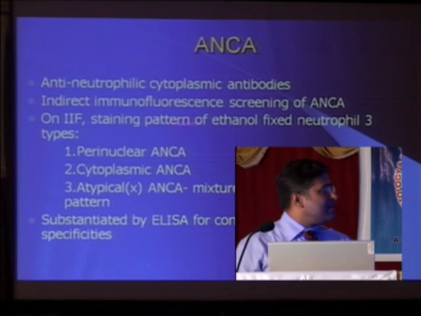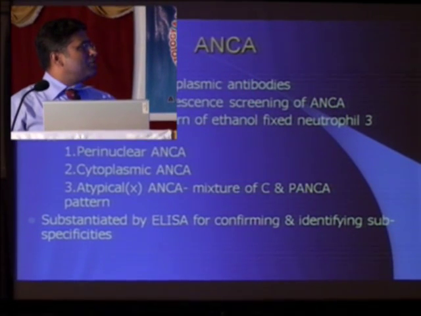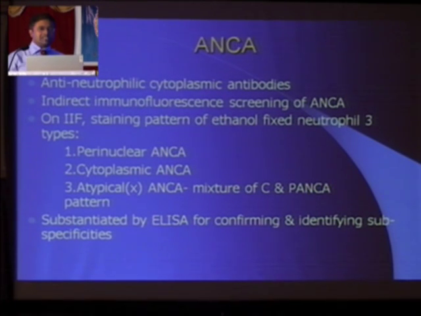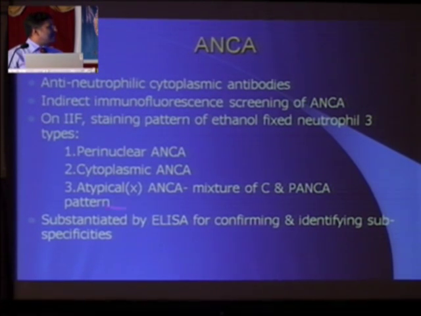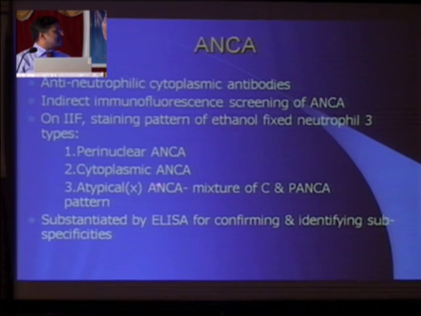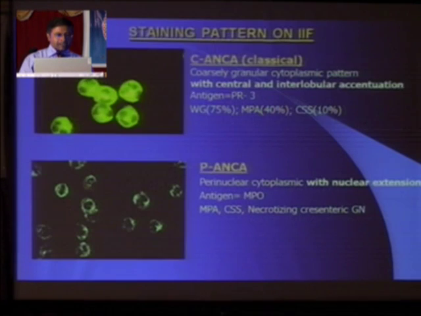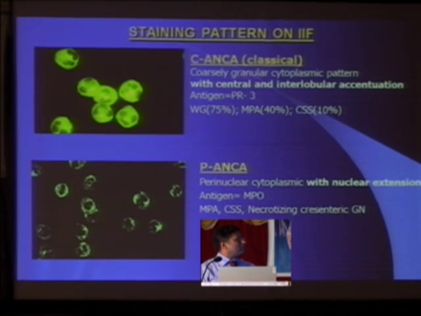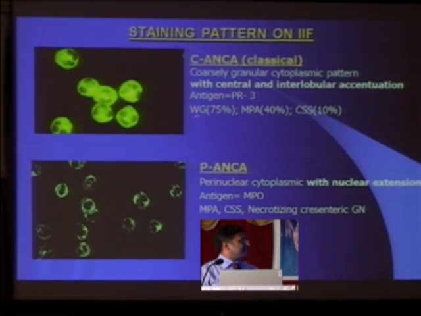Now ANCA is anti-neutrophilic cytoplasmic antibodies, which is looked at through indirect immunofluorescence and by ELISA. You will end up getting three patterns: perinuclear, cytoplasmic and atypical, and this is later substantiated by an ELISA test. This is how a C ANCA looks. The important point to remember is this is seen with an antigen called proteinase 3 and seen in a large percentage of people with Wegener's granulomatosis, some amount of microscopic polyangiitis also.